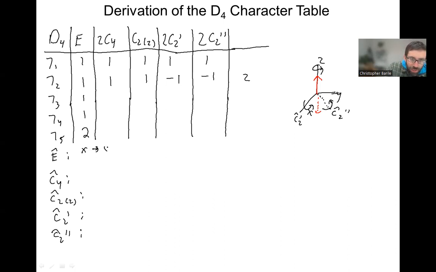X is going to be a little more complicated. X is going to go to x. So now for clarity here, we are talking about doing the rotation of an x vector. Right? So identity is going to go to identity. What's going to happen with C4? Well, x is going to spin now. We're doing a C4z, 90 degrees. X is going to spin into y.